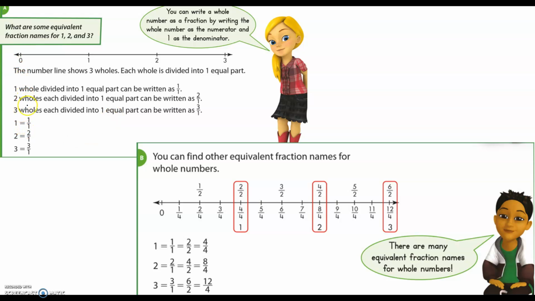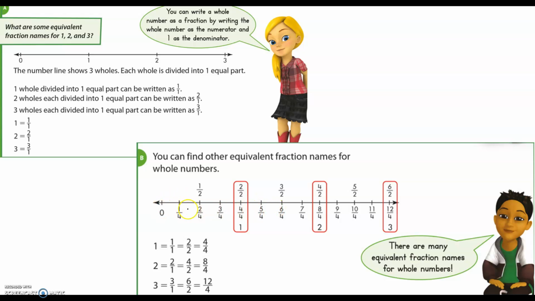So if you think about it, 1 goes into 2 times. So that's the same as 2 wholes. 1 goes into 3 times. That's 3 wholes. But looking up here, 1 only goes into 1 time, so 1 whole. You can find other equivalent fraction names for whole numbers.